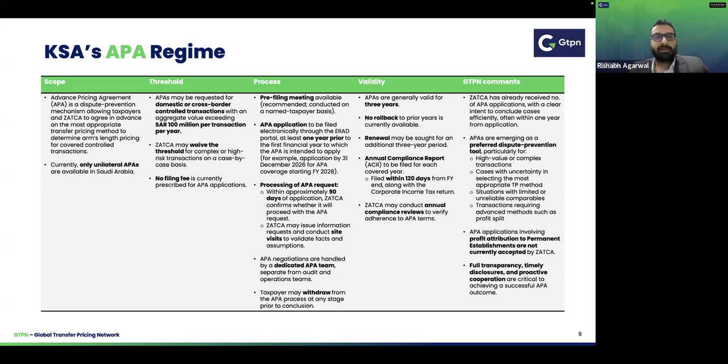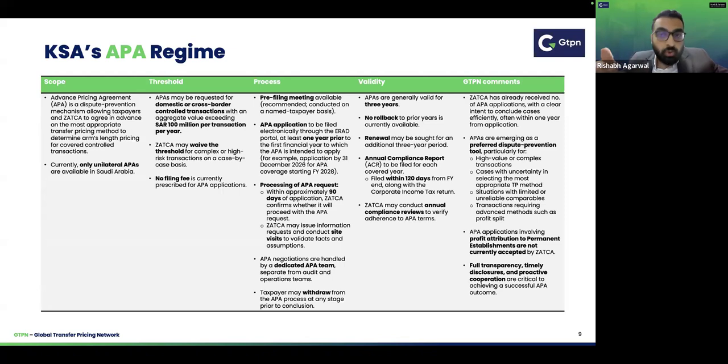So APA is an advanced pricing arrangement, as the name suggests. Advanced as in it's pre the transaction. Pricing as in it's for transfer pricing. So what should be the mechanism, how you should benchmark, or what approach should you use to ensure that your transaction is arm's length. And arrangement, so arrangement or agreement is between the taxpayer and the tax authority. So in this case, ZATCA. So advanced pricing arrangement, if we bridge all the three words, it is for future transactions, solving transfer pricing issues or giving guidance on the transfer pricing issues with respect to an arrangement between the tax authorities and the taxpayer. So that is what an APA is.